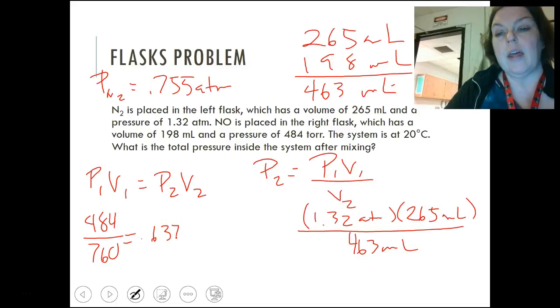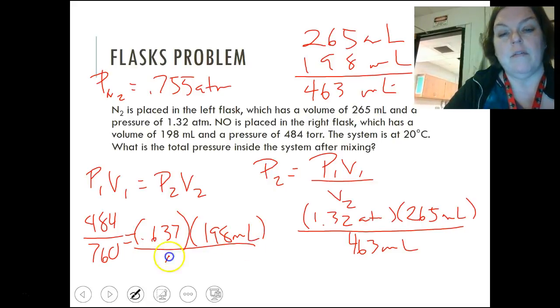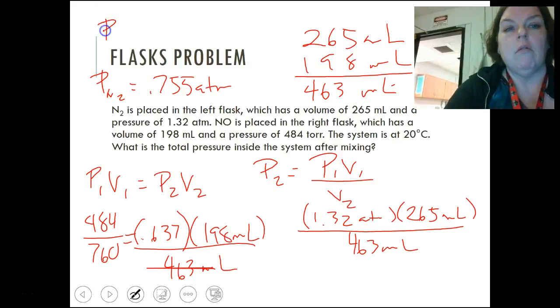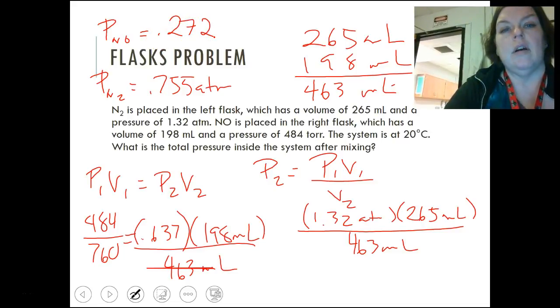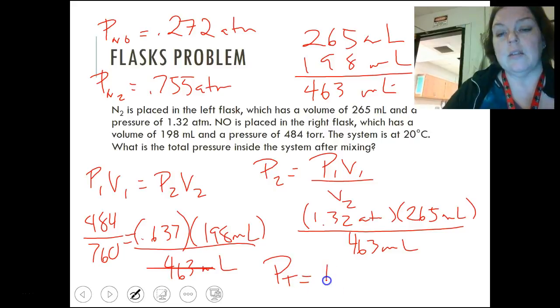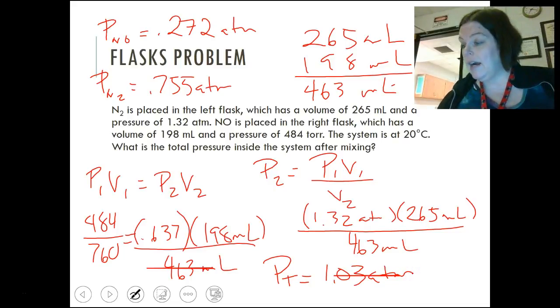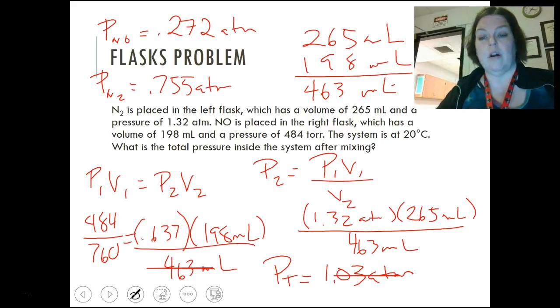When I do that, I get 0.637 atmospheres. I plug that in over here, except this number is going to be different. So I put 0.637 atmospheres times 198 milliliters divided by 463 milliliters, and I get the pressure of the NO in the flask to be 0.272 atmospheres. I add those two together and I get the total pressure in the system is 1.03 atmospheres. Now, I did that just like that. You can also do it a different way. I also calculated the number of moles and then inserted that as a total and got the exact same answer of 1.03 atmospheres.